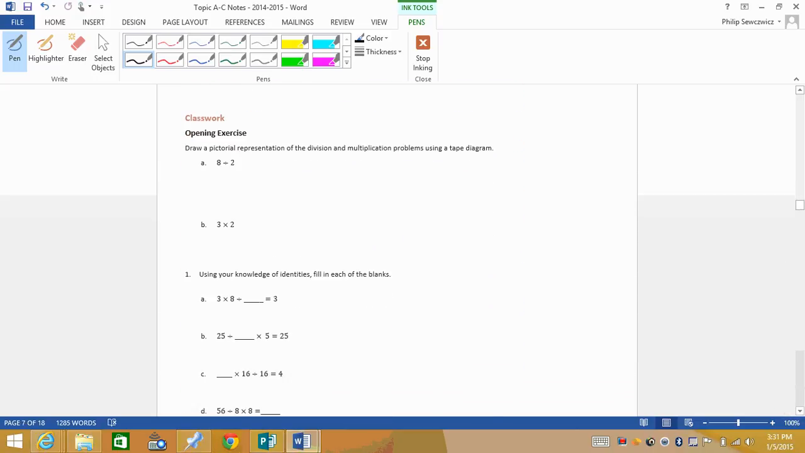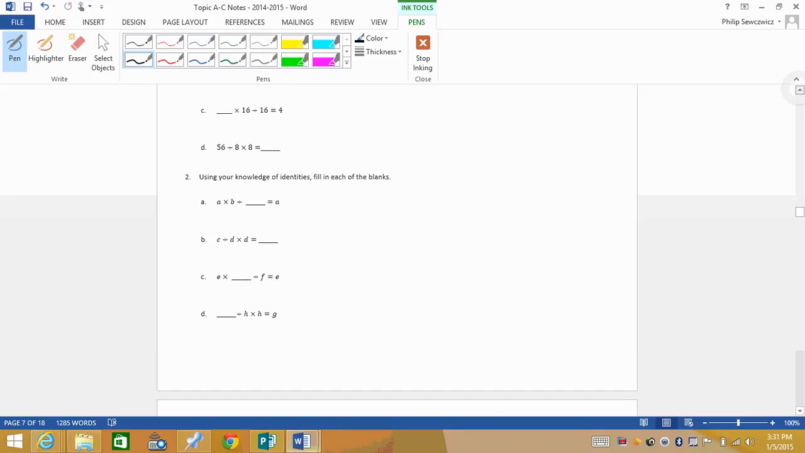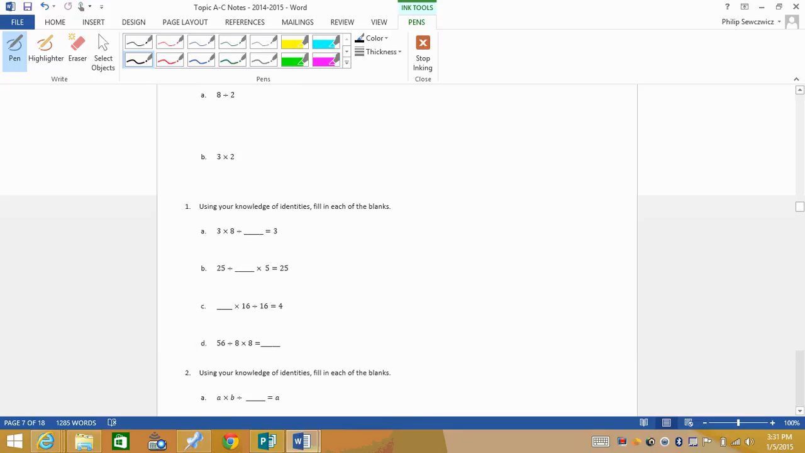Lesson 2 is more of the same, except instead of dealing with addition and subtraction, it's multiplication and division. So let's just jump right to it here. For part A, 3 times 8 divided by something gets us back to 3. Yep, it's back to the 8 that we're dealing with. 25 divided by something, and then times something gets us right back to 25. Again, the opposite of multiplying by 5 is to divide by 5. Times 16, divided by 16, those are the opposites. So we should be starting off with a 4 in there.